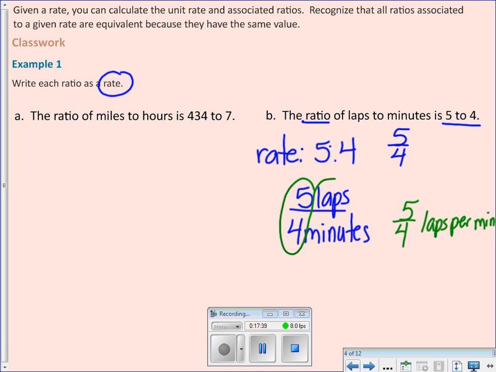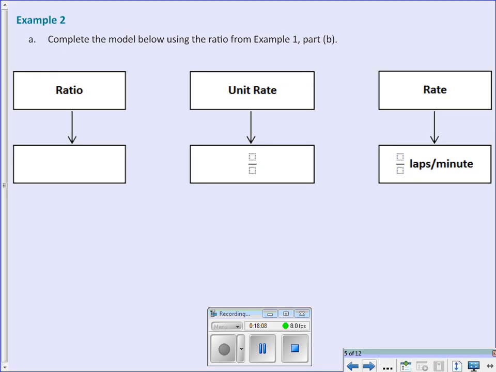Sometimes they'll even use a slash. 5/4 laps per minute. But that's confusing. Wouldn't it be easier to get it down to the unit rate? How many laps in 1 minute? So let's scale that down. So our ratio was 5 to 4. What would our unit rate be?